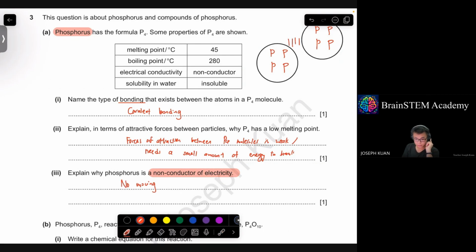charged particles. If you want to be specific, you can talk about ions and electrons. Ionic compounds conduct electricity in molten or aqueous solution when the ions are free to move, or in the case of metals, it's due to the electrons that are free to move. They are delocalized within the metallic structure. So these two being absent in phosphorus means that it is unable to conduct electricity.